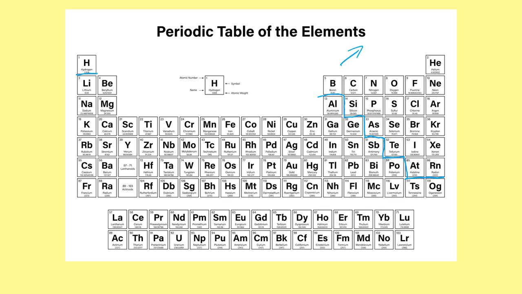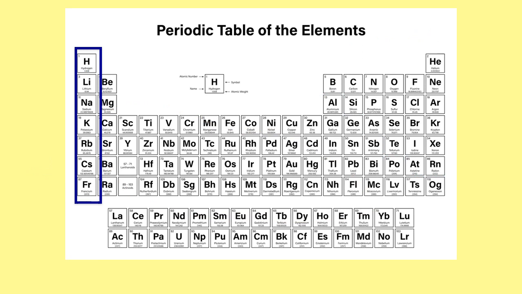Everything on the top right is a non-metal. Everything in this big section, those are your metals. So you can see the majority of elements are metals. It's only those small ones, hydrogen, and then everything at the top and right-hand side that are your non-metals. There are a few groups that we need to look at in more detail.